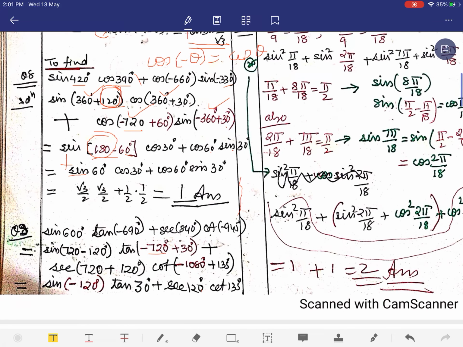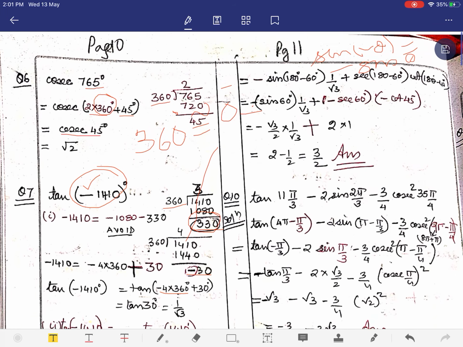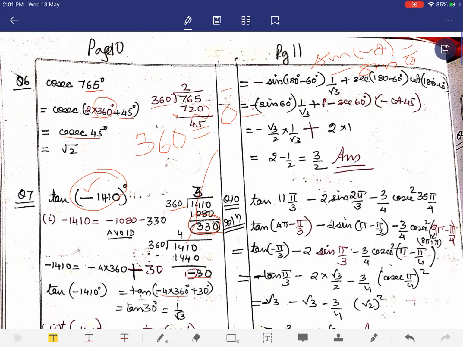The value of this expression, that is tan 30 degree. Tan 30 degree is 1 upon root 3. Now again here sec 120 is sec 180 minus 60, 180 does not change the ratio. So this remains as sec, but 120 is in the second quadrant for which the sec ratio will be negative. So this negative sign.